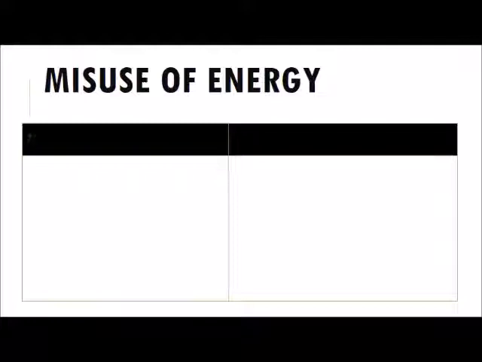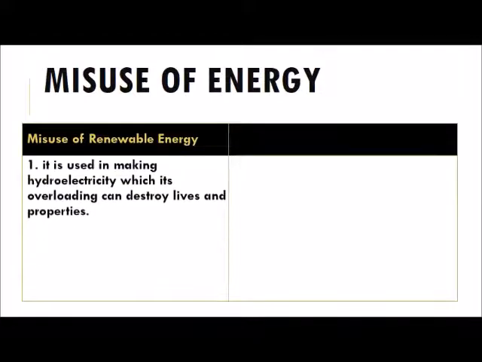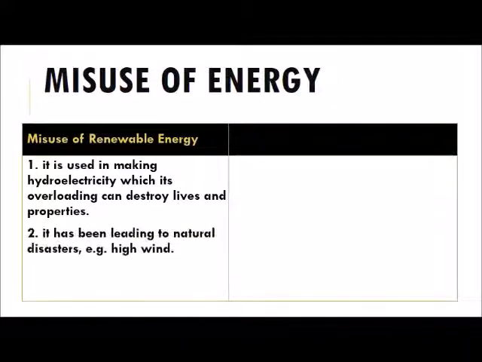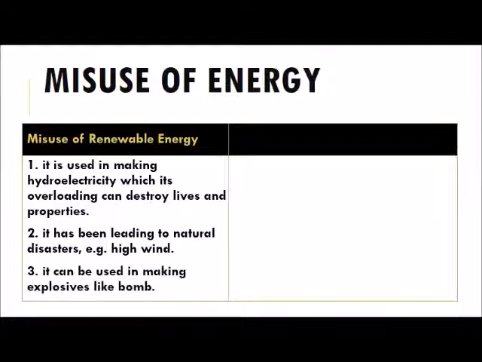Misuse of energy. Let's look at the misuse of renewable energy. 1. It is used in making hydroelectricity, which when overloaded can destroy lives and properties. 2. It has been leading to natural disasters such as high wind. 3. It can be used in making explosives like bomb.